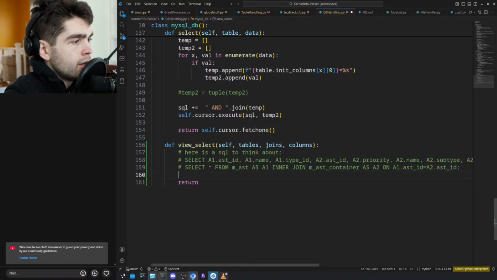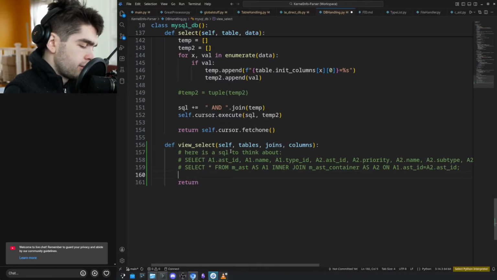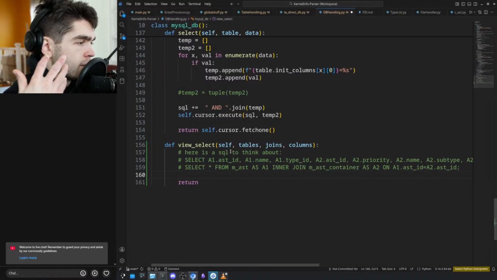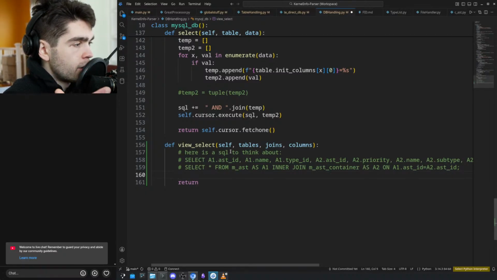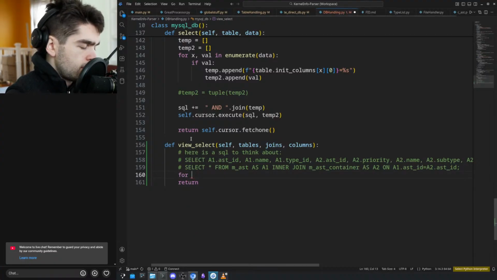Okay. So let's start by having an idea how those joins work. So let's loop through each iteration in order to process them. So we can do for join in joins.